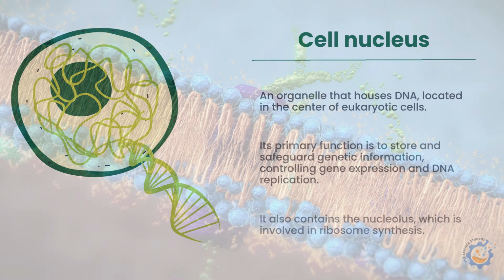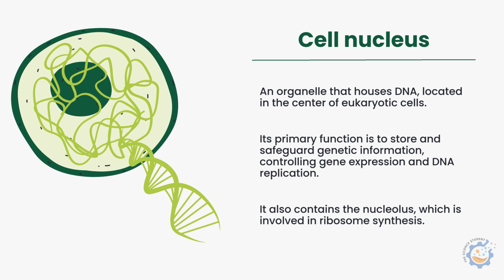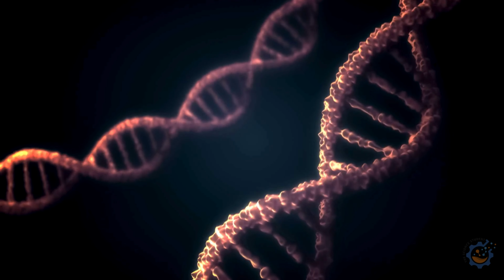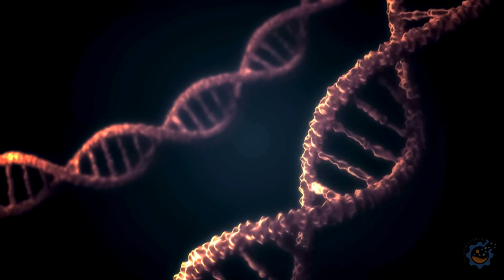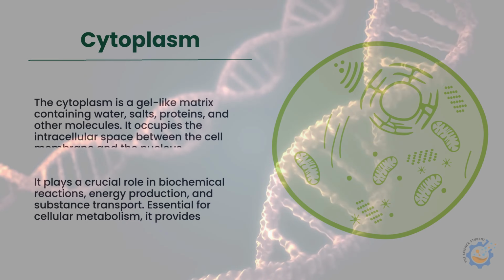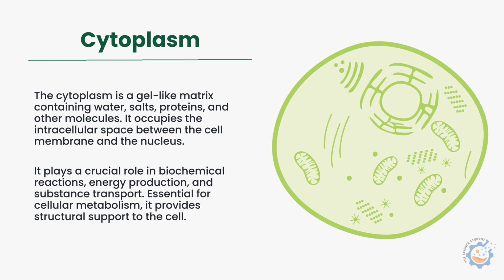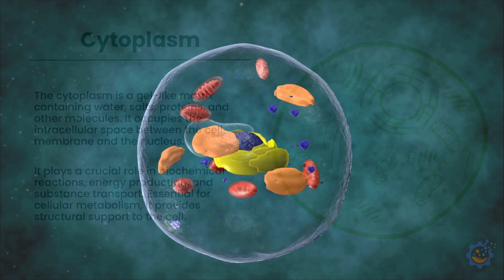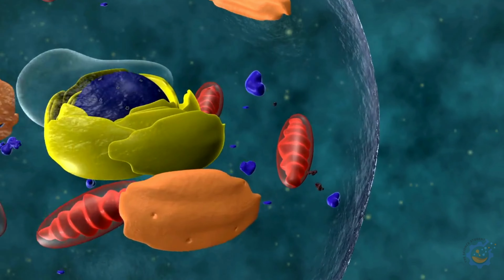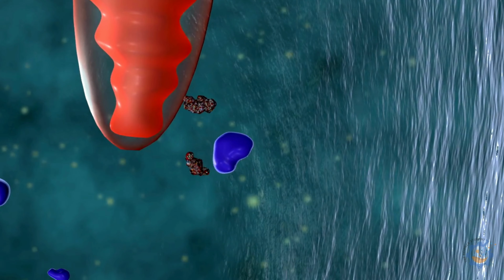The cell nucleus is an organelle located in the center of eukaryotic cells, and it houses the cell's DNA. Its primary function is to store and safeguard genetic information, controlling gene expression and DNA replication. Additionally, the nucleus contains the nucleolus, which is involved in ribosome synthesis. The cytoplasm is a gel-like matrix containing water, salts, proteins, and other molecules. It plays a crucial role in biochemical reactions, energy production, and substance transport, providing structural support to the cell.